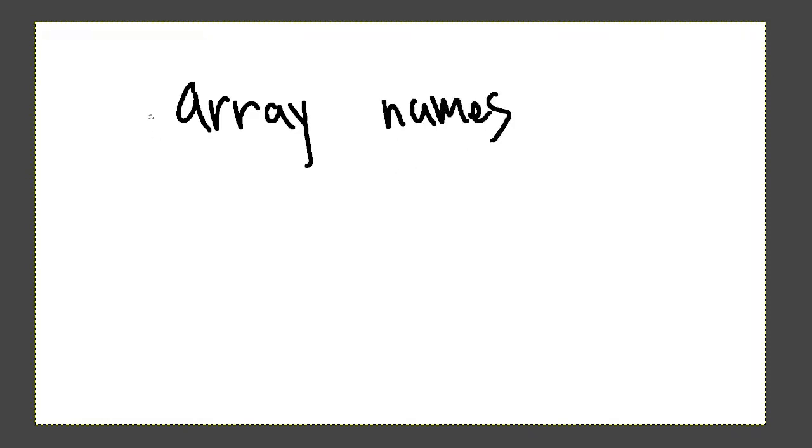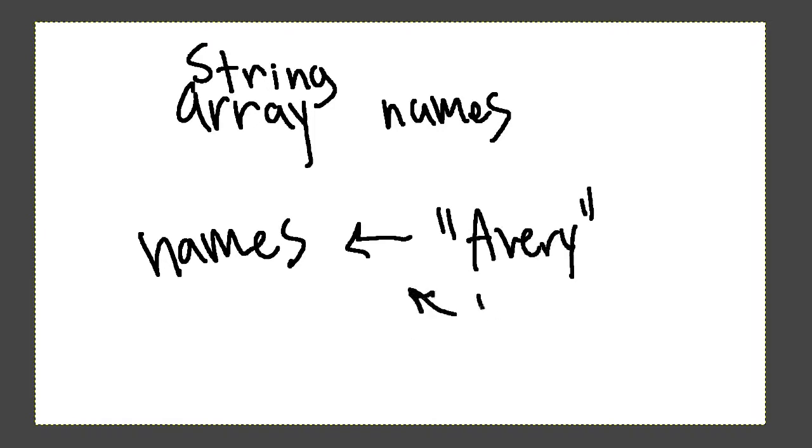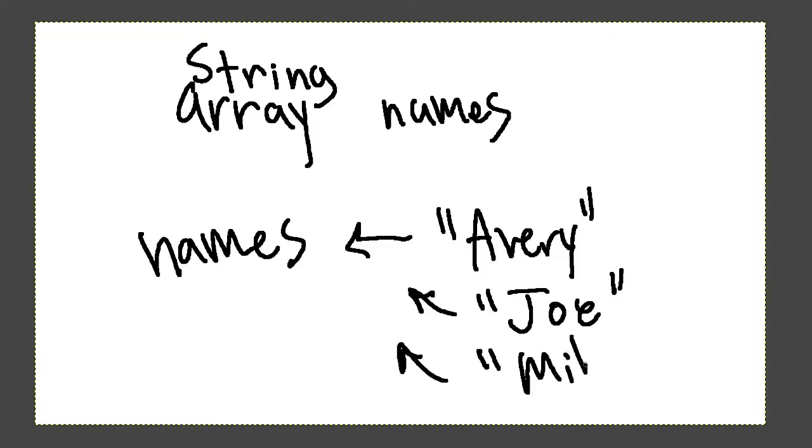So let's say you have this array, let's call it names, and this array, we're going to tell it it's a string. So it's an array of strings called names, and basically you can just assign things to it. You can add into it my name, you can add into it Joe, and then Mike. So basically all these names are added into the array.